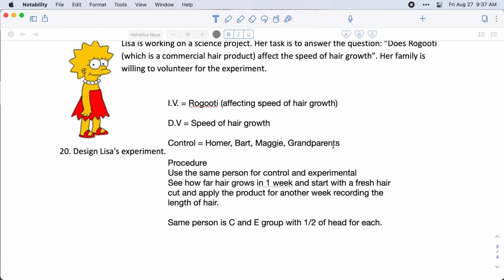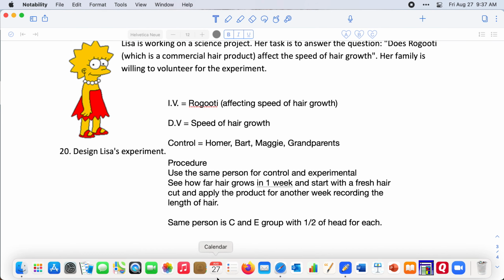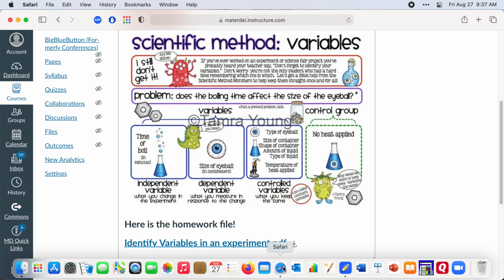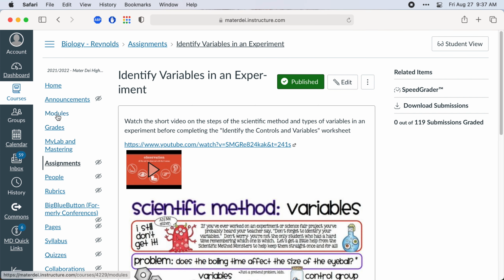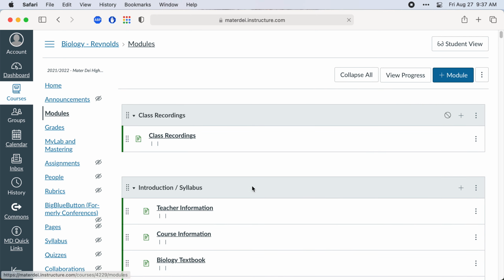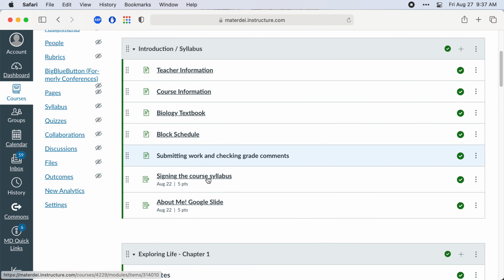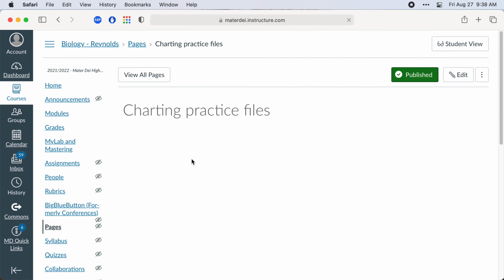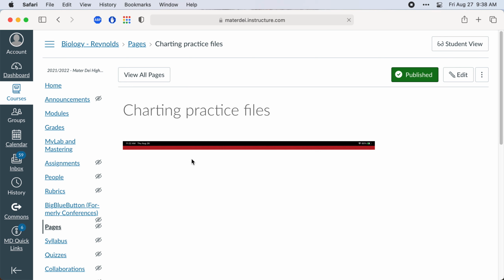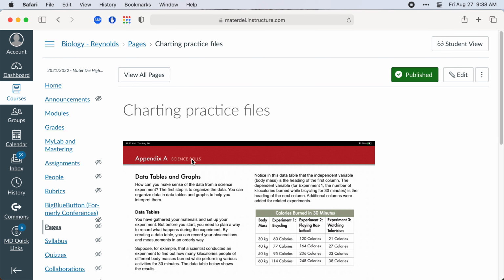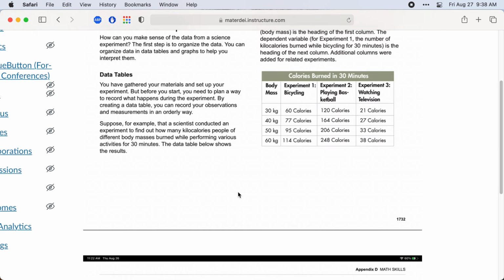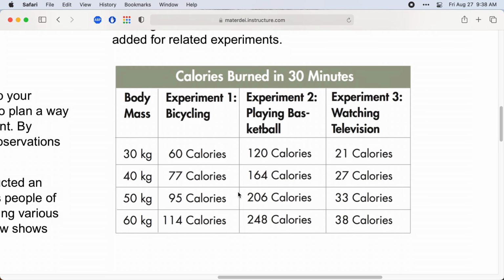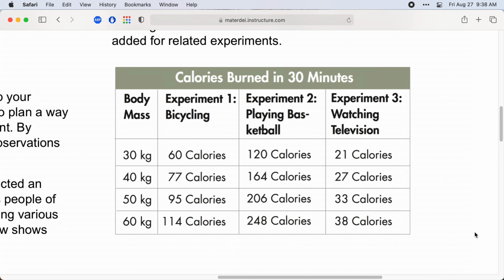Okay. Let's now go to our next activity. I'm going to display this information up on the screen so you don't have to go over here, but I'm going to show you the charting practice files. So this is where we're getting our practice stuff. Notice that the module contains things that we do in class, not just assignments. So what we're going to do is recreate this data table using the Numbers app.